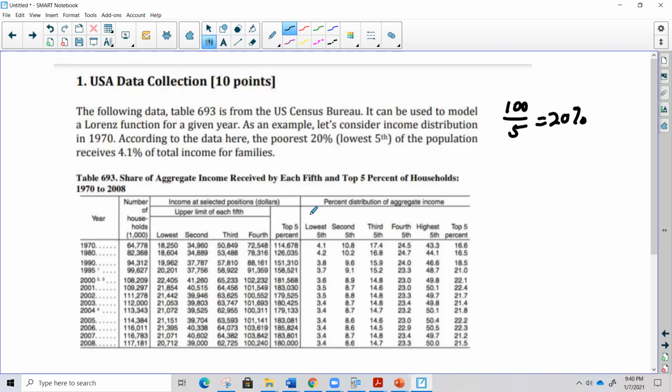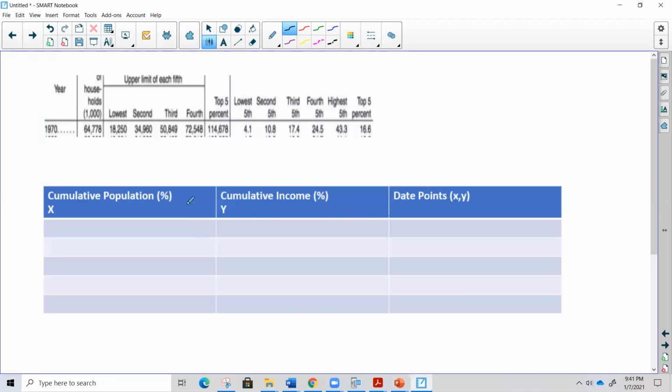And so the lowest fifth is 20%. The second fifth is actually 20 plus 20, which is 40%. And then the third fifth would be 20 plus 20 plus 20, which is 60%. The fourth fifth would be another 20%, which would be 80%. And then the highest fifth would add up to 100%. So the table we're going to create is the cumulative population and the cumulative income. And because it's cumulative, that's why I'm adding each time.